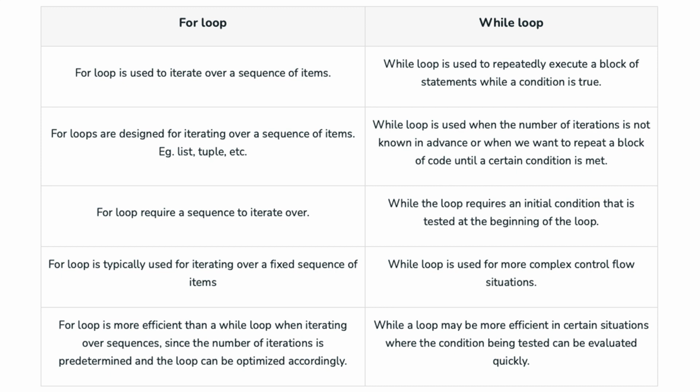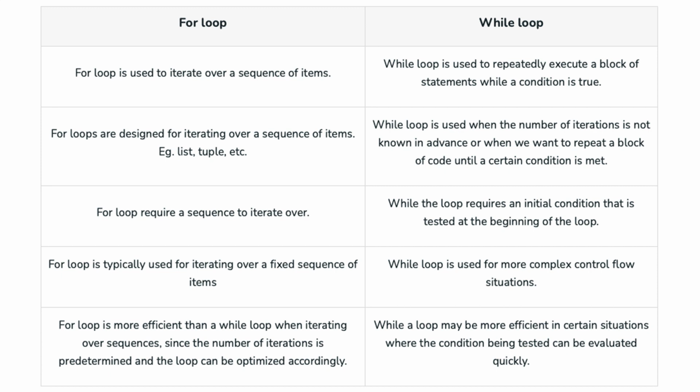As for complexity and efficiency, while loops are more suitable for complex control flow situations where conditions might change in unpredictable ways. They can be more efficient in cases where the condition being tested can be evaluated quickly, even if the exact number of iterations is not known from the start.